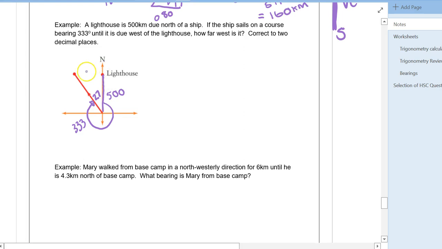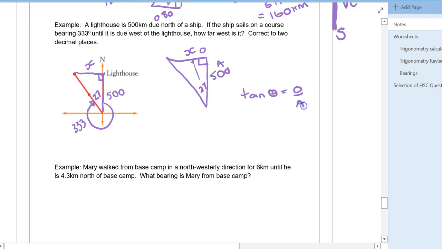How far west is it? So remember, this is my east-west line and this is what I'm trying to find. It's always 90 degrees. So I've got this question. 500, right angle, x, 27. I've got the opposite and the adjacent, so it's tan. Theta is opposite over adjacent. Tan 27 is x on 500.